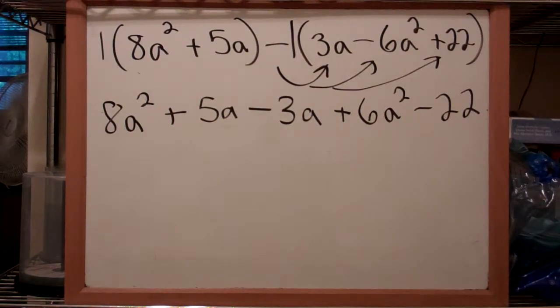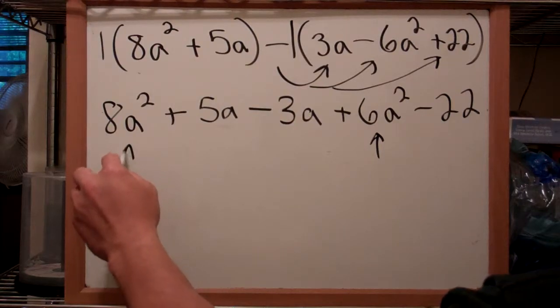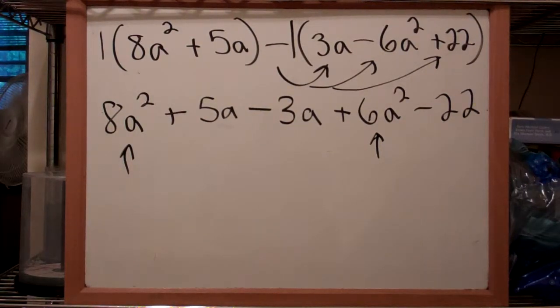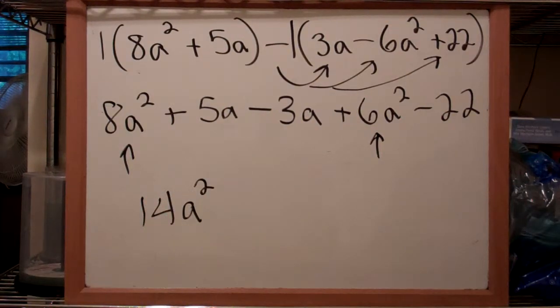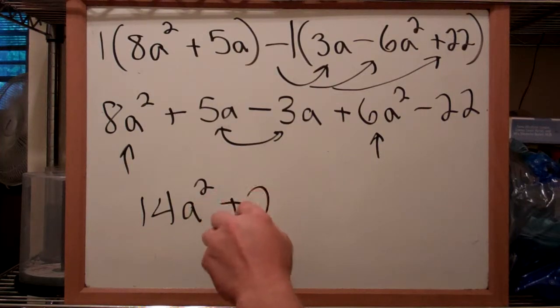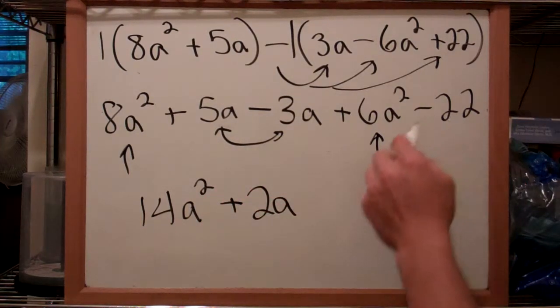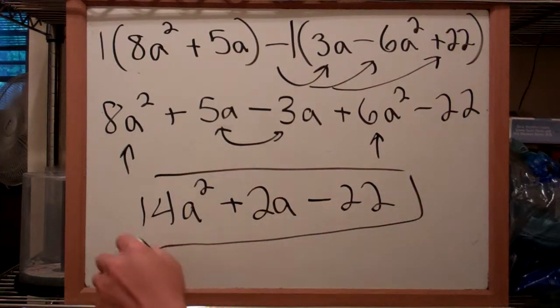Now we need to look to combine like terms, or add and subtract like terms. I see the a squared and the a squared here. If we combine those two, we're going to get 14a squared. Then we see that these two are like terms, and that would be a positive 2a. And then the -22 just follows along with all that, and this would be our simplified expression.